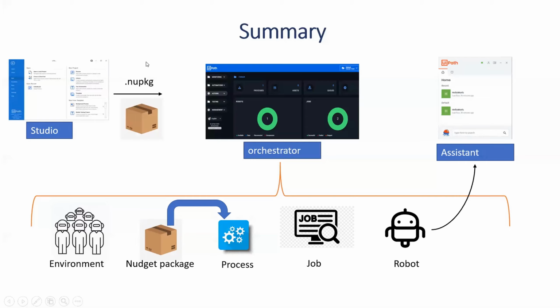So now this is the complete picture. We develop code in Studio, we publish the nugget to the Orchestrator. In the Orchestrator, we create an environment. Then from this nugget, we create a process, right? So this process is nothing but this nugget only. Then we create a job. So why do we create a job? Because every process will have to be triggered at a different time. And then who will execute the job? Somebody has to be there to execute the job. That guy is the robot. So the robot will execute the job. A job is nothing but the process which you have developed in Studio.